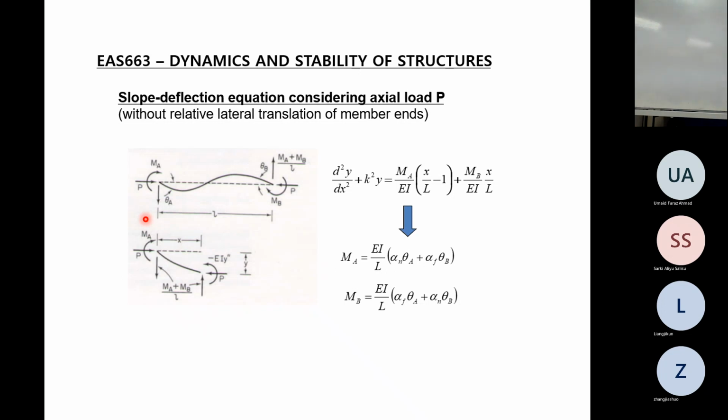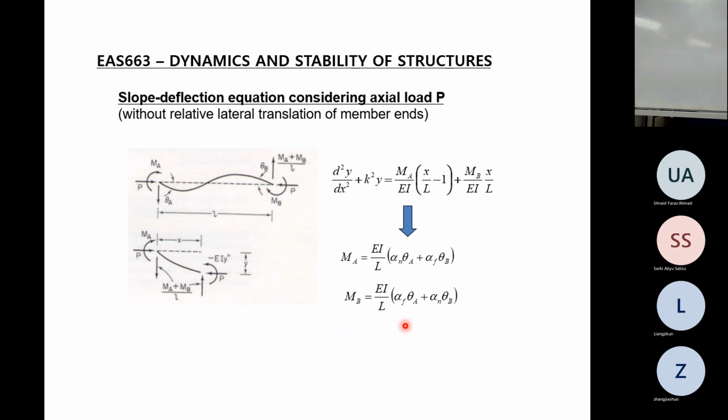It is given by these equations: EI over L, and don't forget this EI over L, which is the rotational stiffness or bending stiffness of the member, multiplied with alpha n, the coefficient, times theta A, plus alpha f multiplied with theta B. And then the other set is for the other end moment, again EI over L multiplied with alpha f theta A plus alpha n theta B. MA and MB and theta A, theta B are defined following this coordinate system X and Y, and clockwise is positive.